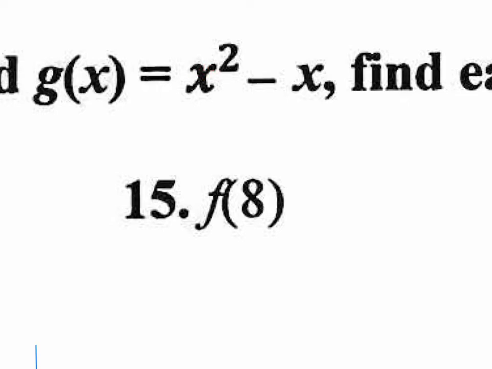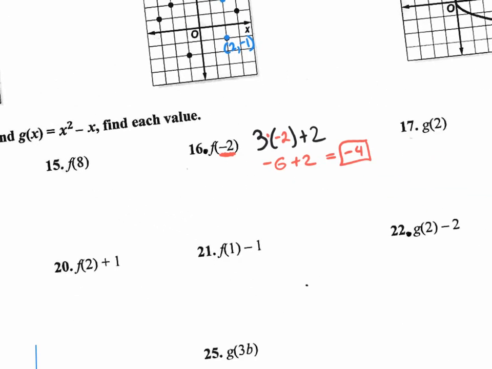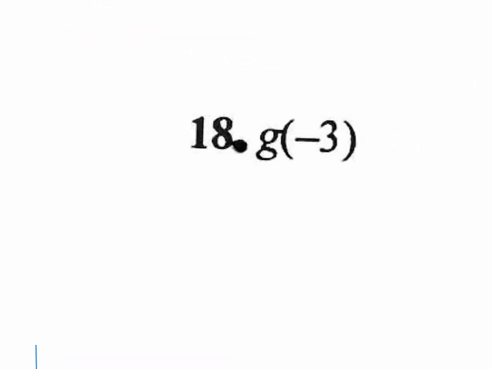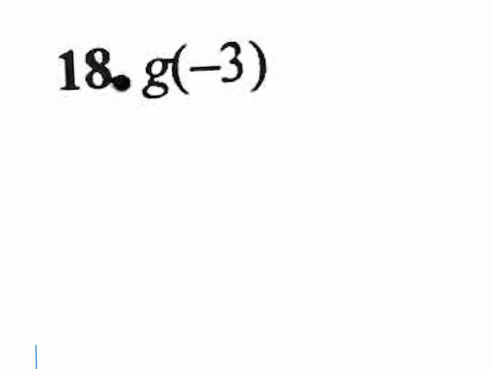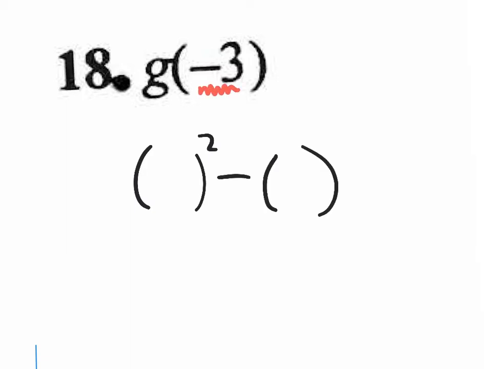I'm going to write parentheses squared minus parentheses. Again, parentheses squared minus parentheses. So let me write down parentheses squared minus parentheses, and let me plug in the value that they're telling me to. It's saying g of -3. They want us to plug in -3 into the parentheses.